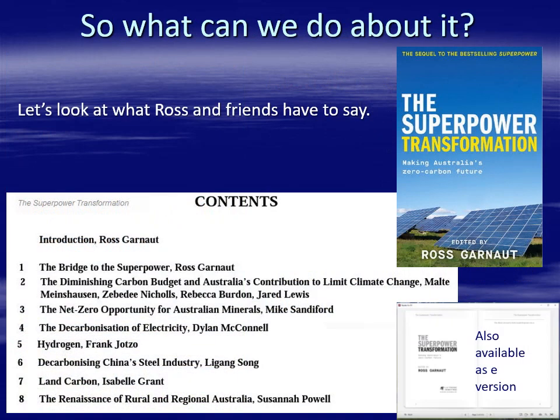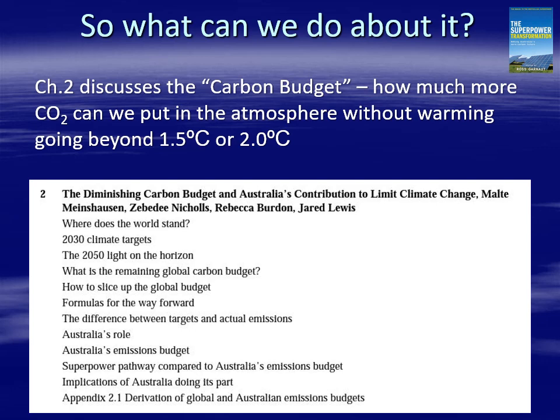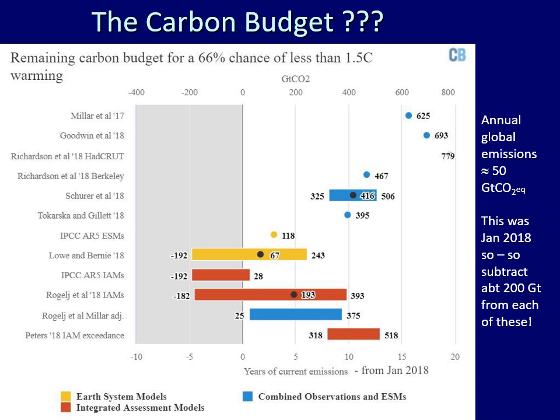So here's, very briefly, you can have a look at this in more detail later, Ross Garnaut's introduction. The second chapter is about the carbon budget, by a group of authors who know what they're talking about. The carbon budget is the answer to the question, how much more carbon dioxide can we put into the atmosphere and stay below 1.5 degrees? There've been quite a lot of studies on this, and they come up with quite different results. You can see some of them here. Some are saying that it's too late, we've already gone past that point. Others are saying that, well, maybe another 400 or 600 or 800 gigatons of carbon dioxide before we pass 1.5 degrees.